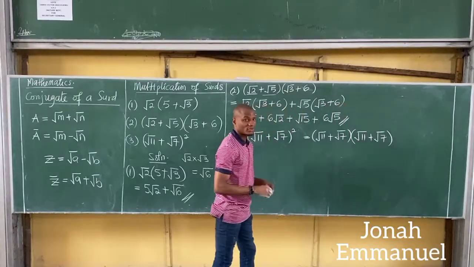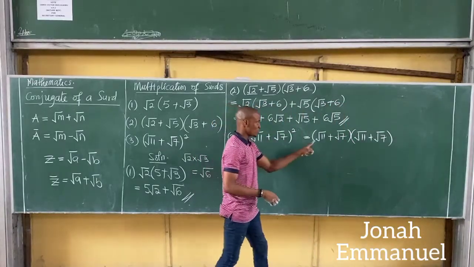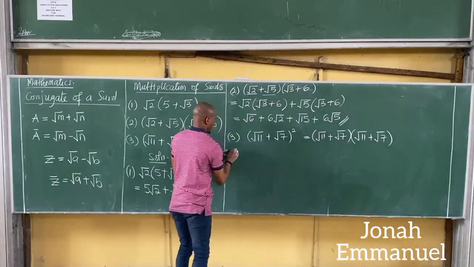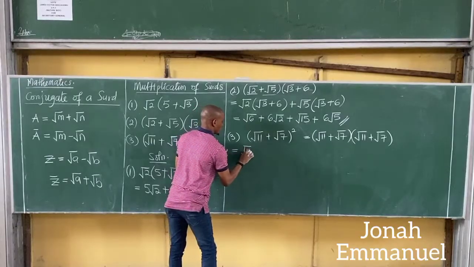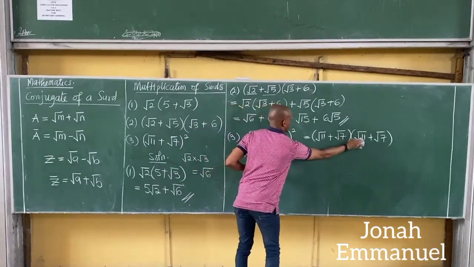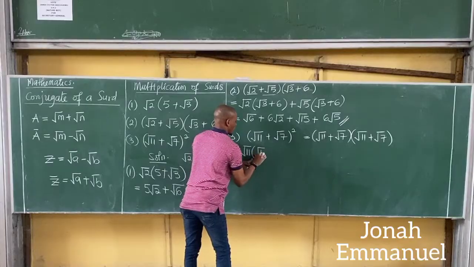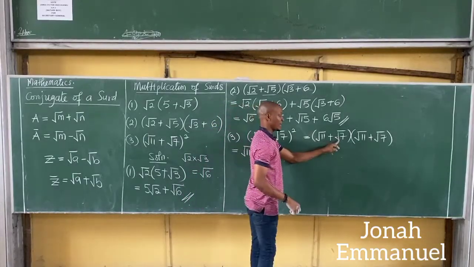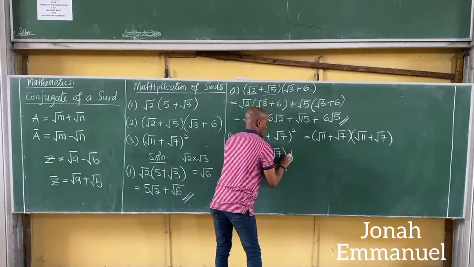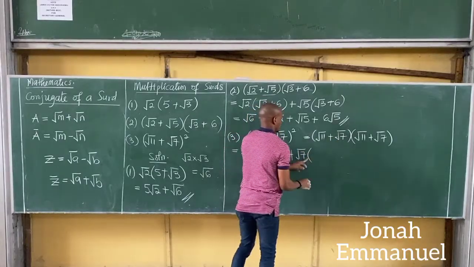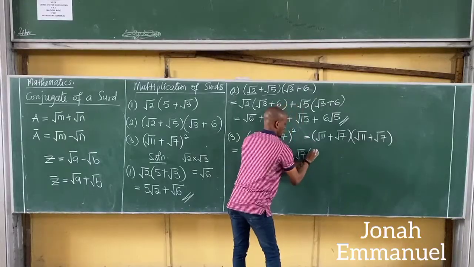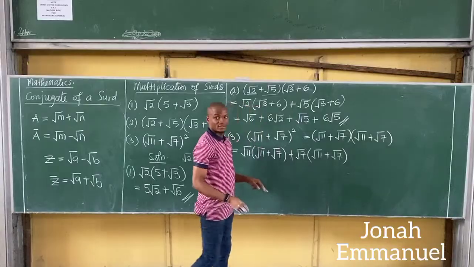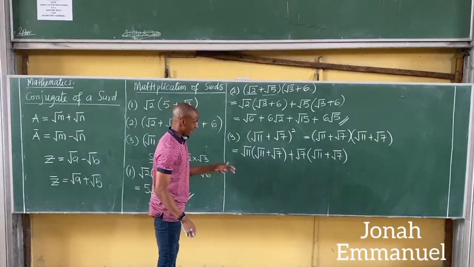So I have this. Apply the same concept. Use the first term here, multiply everything here. So my first term there is what? Root 11 multiplying everything here, root 11 plus root 7. Take the second term here, plus root 7, multiply everything here, gives you root 11 plus root 7. So I have this. Alright, expand this.